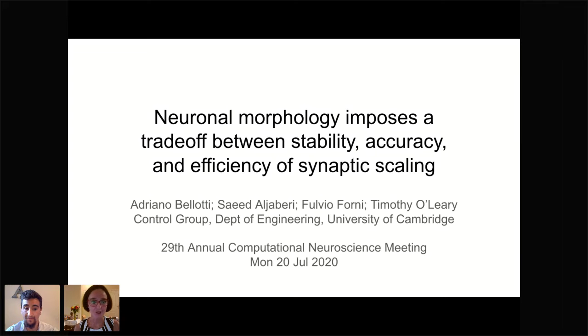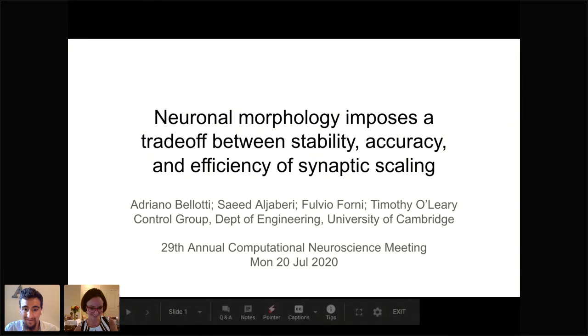Our first featured talk for the day is from Adriano Bellotti from the Department of Engineering at the University of Cambridge. The title is Neuronal Morphology imposes a trade-off between stability, accuracy, and efficiency of synaptic scaling. Adriano, take it away. Thank you so much, Annalisa.